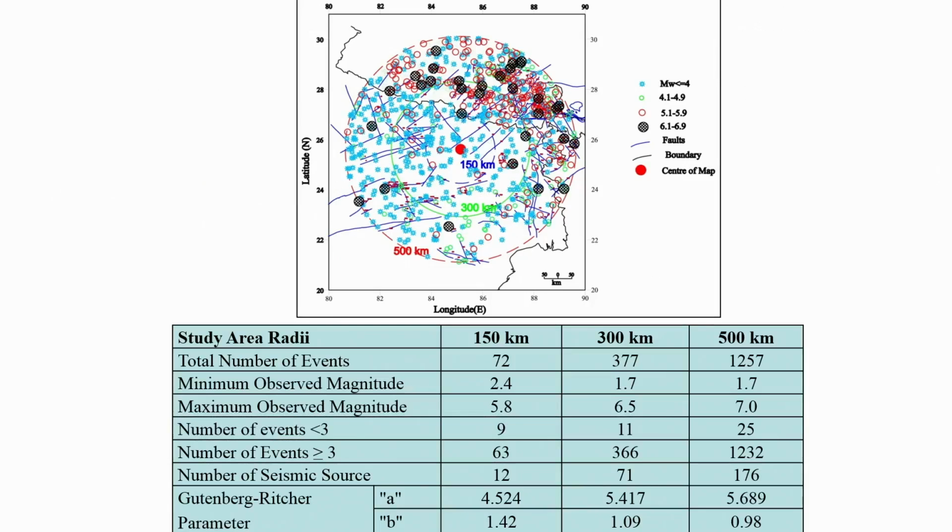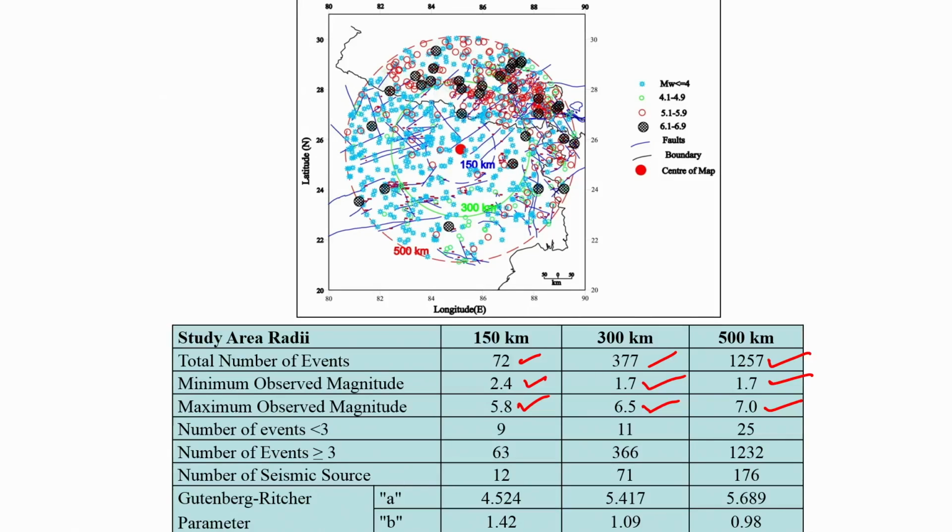Let us see the data. For 150 kilometer the number of events is 72, and for 300 see how much it increased, and 500 see how much. Minimum observed magnitude 2.4, 1.7, 1.7, maximum observed magnitude 5.8, 6.5 and 7. Why do you need this? Because, as I said, one of the Mmax methods is maximum observed plus maximum observed increment. There are 2 methods depending on that, so that is why you have to take it.